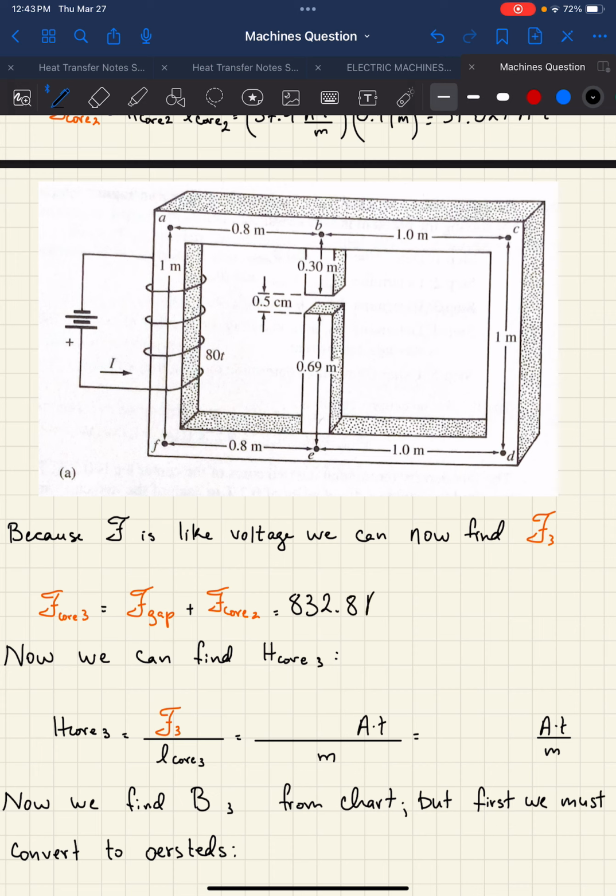832.8 amp turns. As I'm reporting these numbers, I truncate some of them just for the sake of space. But when you're doing your calculations, a really good rule of thumb is to maintain as many decimal points as possible and only round off at the very end, at the final solution, just to avoid rounding error.